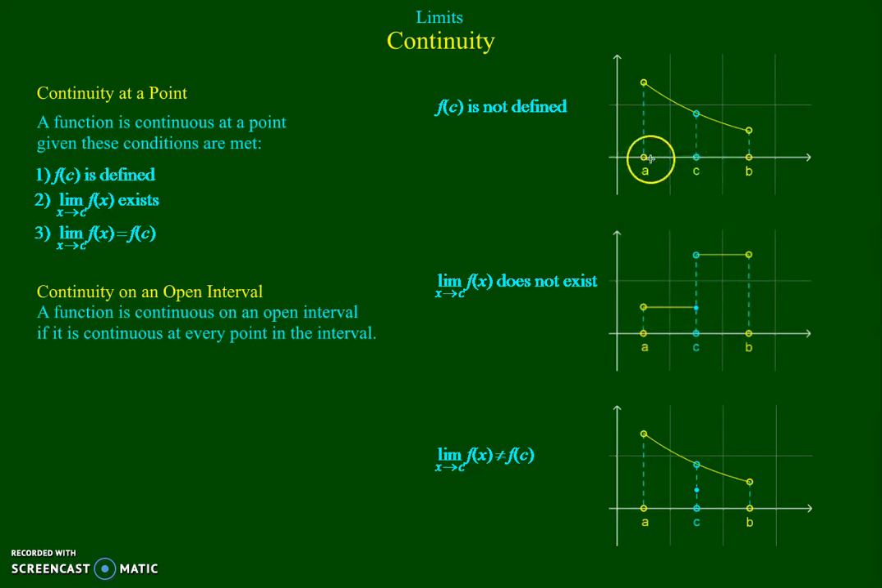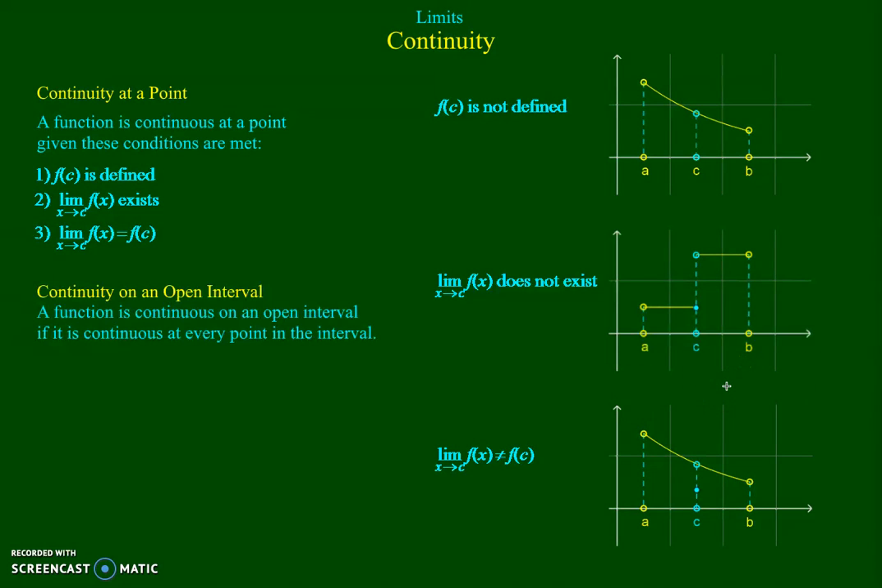But this function is also continuous on A to C and C to B, but it is not continuous on A to B. So hopefully you can see that very subtle distinction. So these functions, none of these functions are continuous on the open interval A to B because they're discontinuous each at a point, but they are continuous on subintervals inside that open interval.